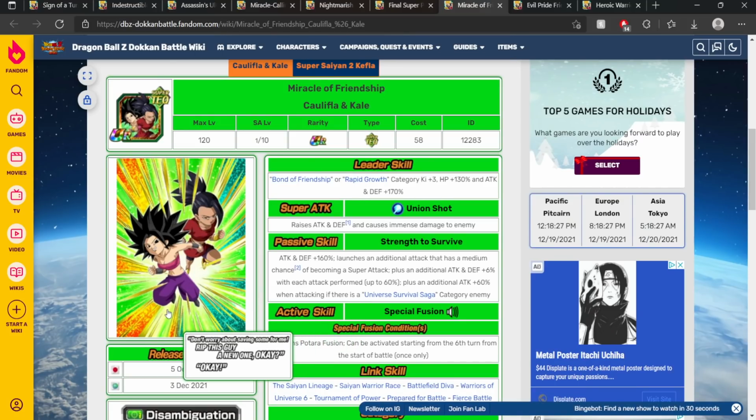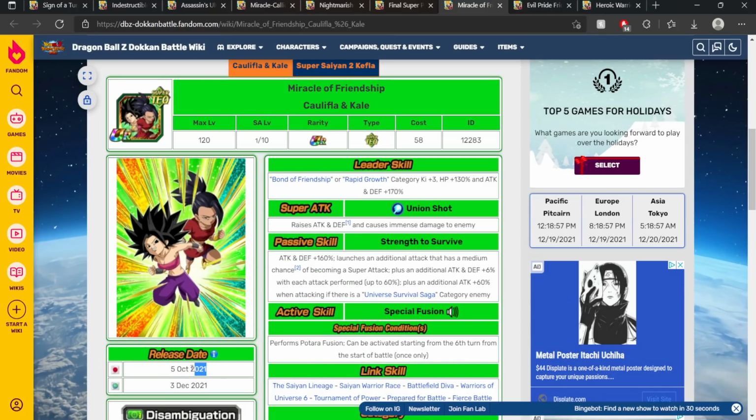I personally don't remember, and you guys can let me know in the comment section below, but I don't remember the last time a unit dropped on JP and came out 2 months later for Global Dokkan. When I try to think about it, I actually can't recall. It's usually been 3, 4, 5 months in between unit releases on both JP and Global Dokkan, right?